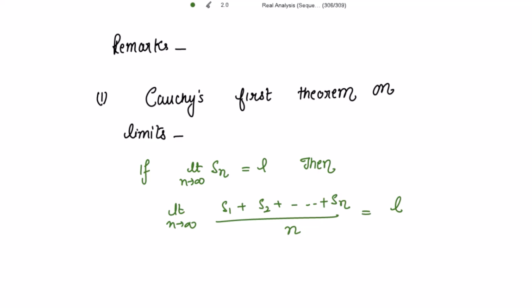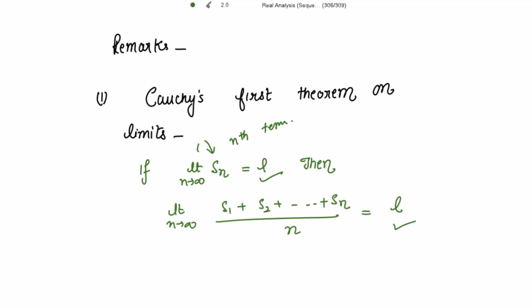Cauchy's first theorem on limits. If the limit as n tends to infinity of Sn, that is the nth term, is equal to L, then the limit as n tends to infinity of the sum of the terms divided by the number of terms will also be equal to L, the same.